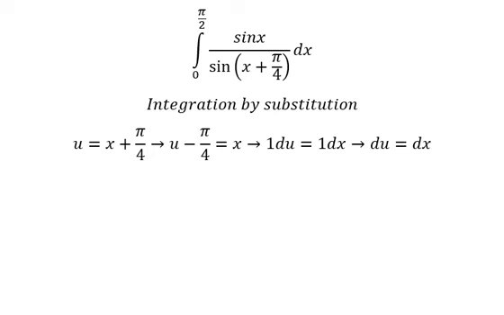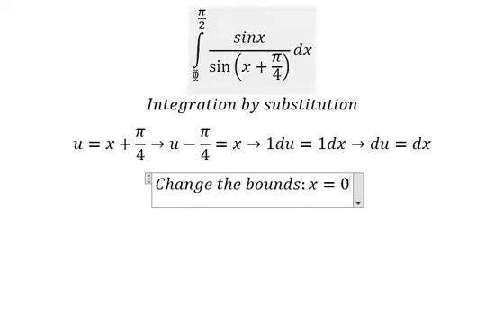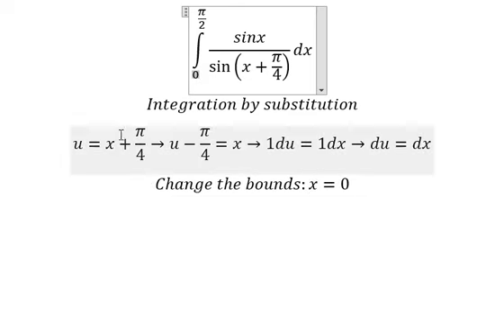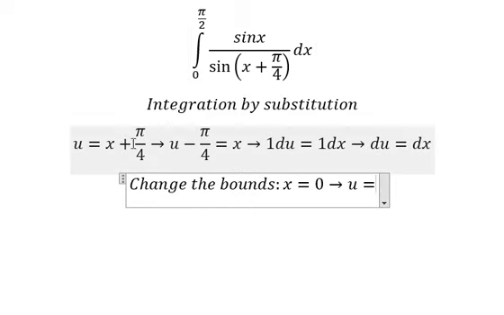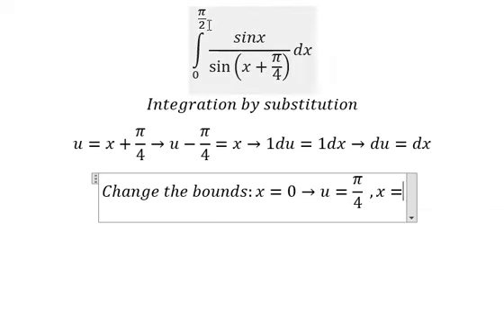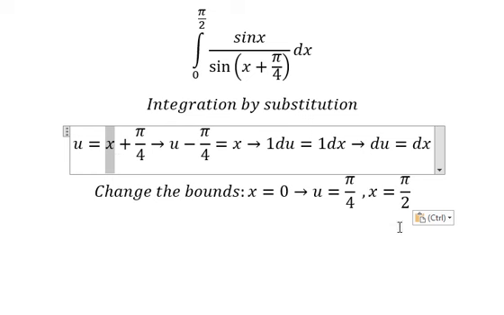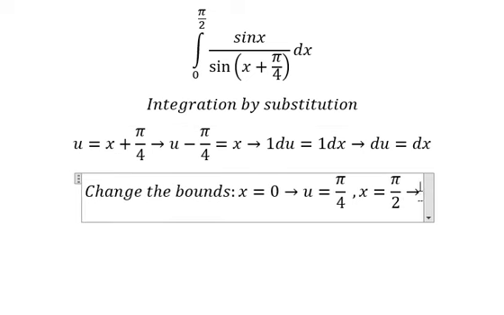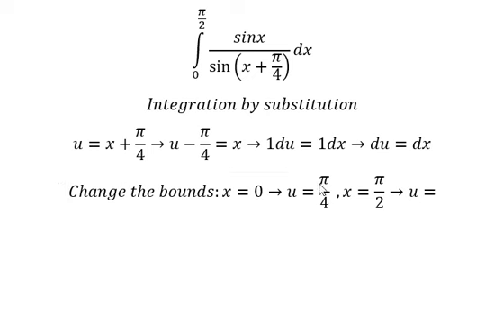Next, we need to change the bounds. When s equals number 0, we put number 0 from here to here, and now we have u equals b over 4. When s equals b over 2, now we put b over 2 in here, and now we have u equals 3b over 4.